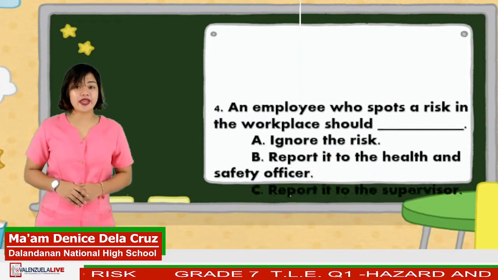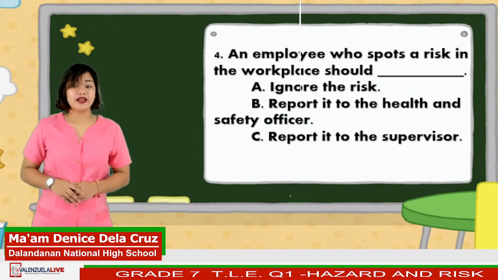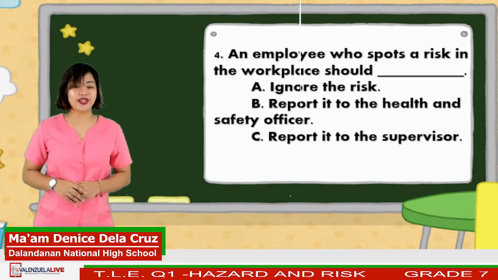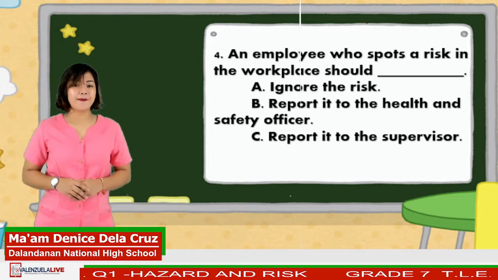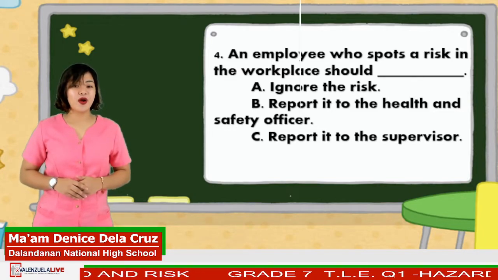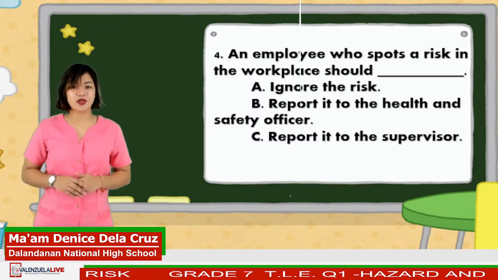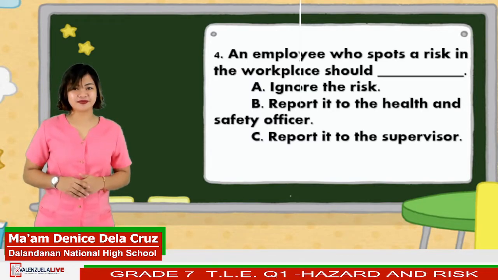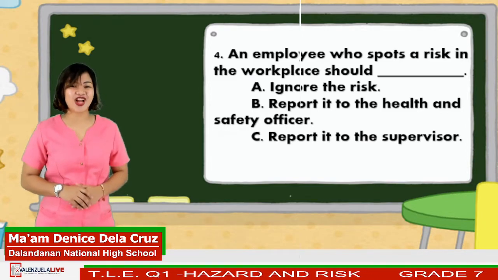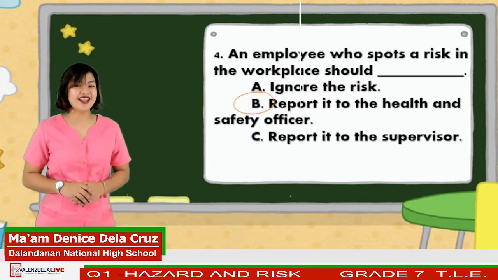An employee who spots a risk in the workplace should blank. A. Ignore the risk. B. Report it to the health and safety officer. Or C. Report it to the supervisor. Great job! The answer is letter B.